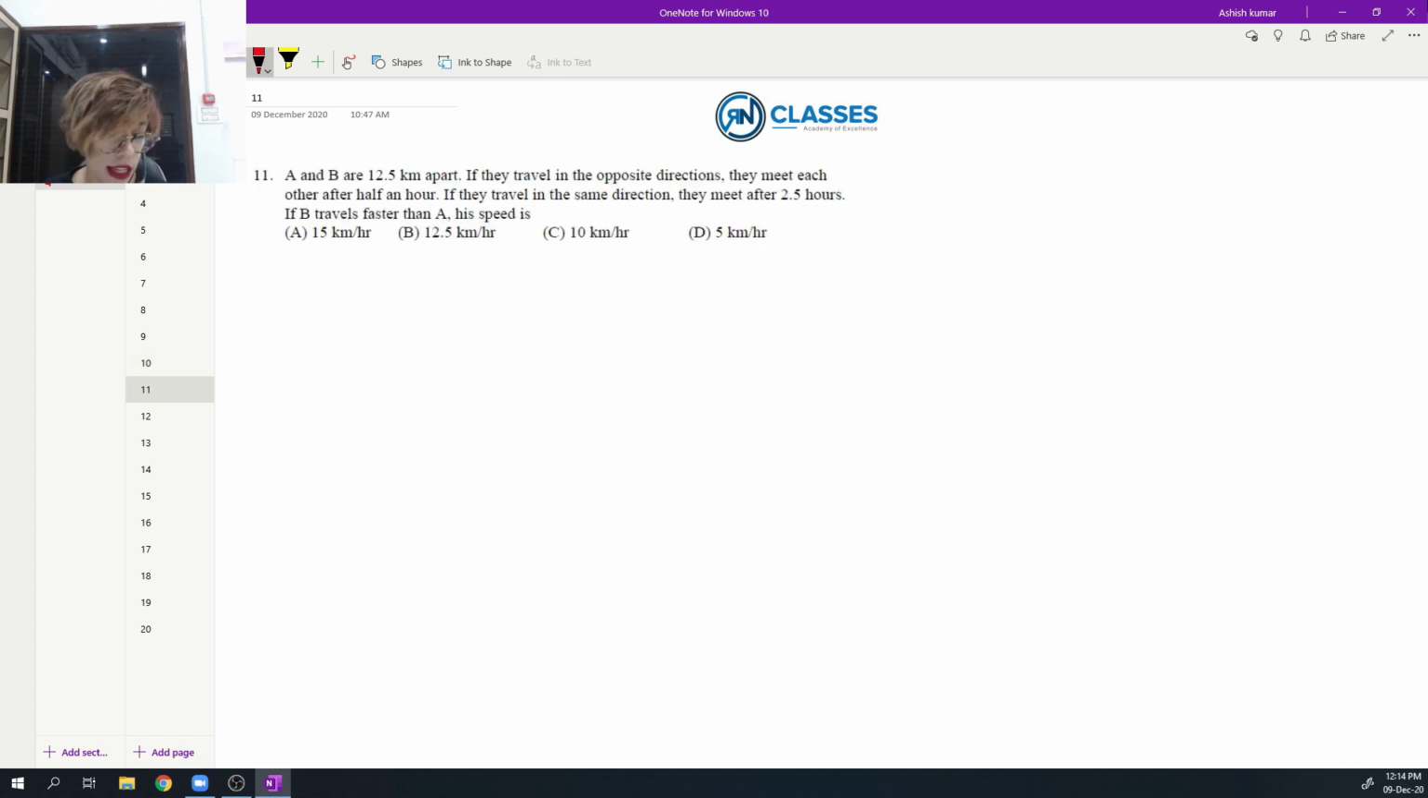Okay, now 11th question, NCERT book question. If you can't do this, please you need to revise your priorities then. All right, now A and B are 12.5 kilometer apart. So there are two people, A and B. They are 12.5 kilometer apart, right?